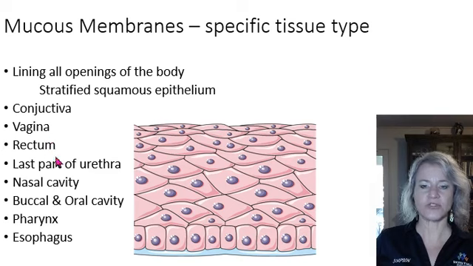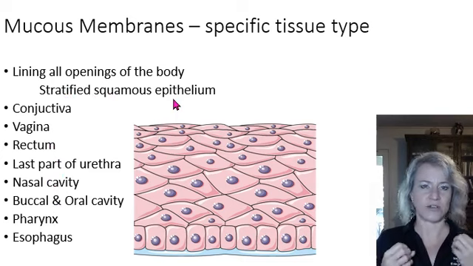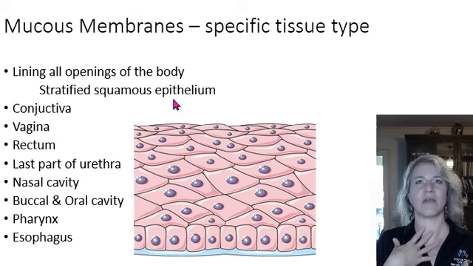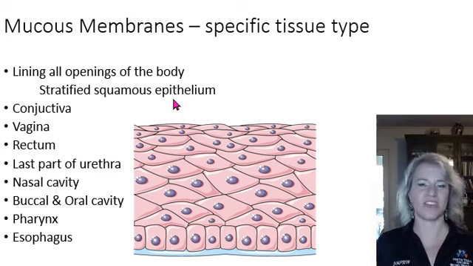So all of these structures are going to be stratified squamous epithelium for protection, because you are swallowing scorching hot coffee and burning up your esophagus, and you're eating Doritos, but you're so hungry you're not chewing them, and you swallow them and they're scratching up your esophagus.